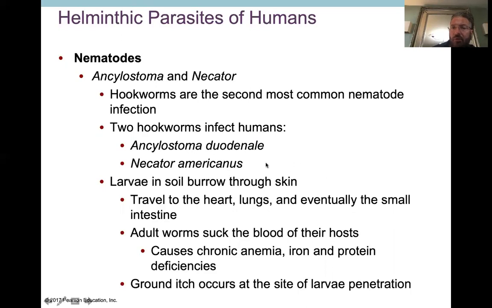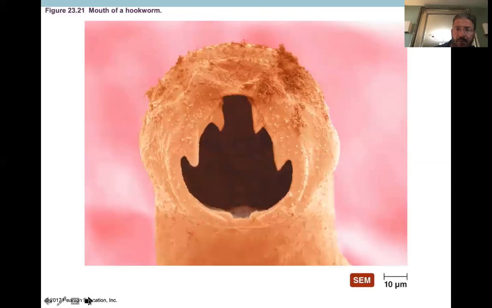So if you get a big enough load of these, they'll literally drain you. Like, imagine if they took a half a pint a day consumption. Imagine how tired you would be and how anemic you would be. Ground itch occurs at the site of larvae penetration. So you get bit by this, all right, it's going to leave a mark, and you're going to be itching it. All right, so that's what it looks like. All right, so imagine this thing literally attaches to your intestines.